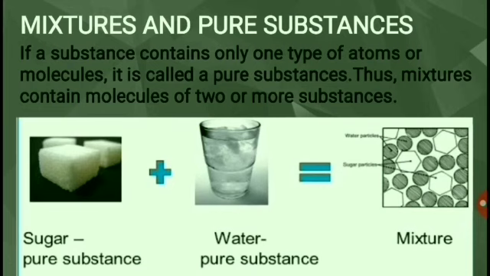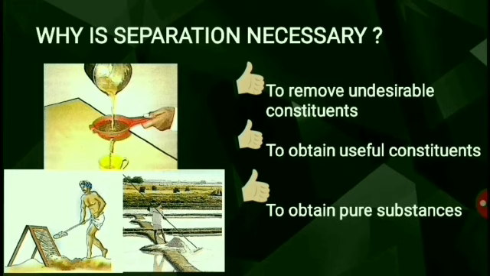So students, now we will study why separation is necessary, why we need to separate these substances, and what the reason behind that is. The first is to remove the undesirable constituents. As you know, small stones are present in the rice or the pulses we eat, so it is compulsory to remove those stones and dust particles before eating them.